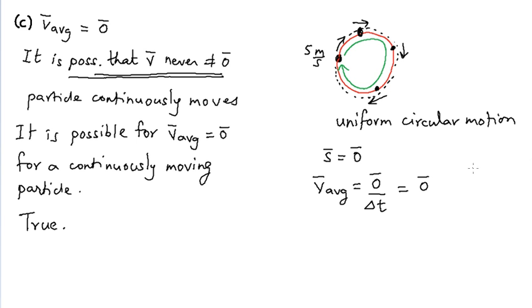So we have an example where the average velocity of a particle is equal to 0 bar, but if you look closely at the example, you realize that the particle was continuously moving throughout the process. So it is possible for the average velocity to be 0 bar for a continuously moving particle. The option C is clearly true.